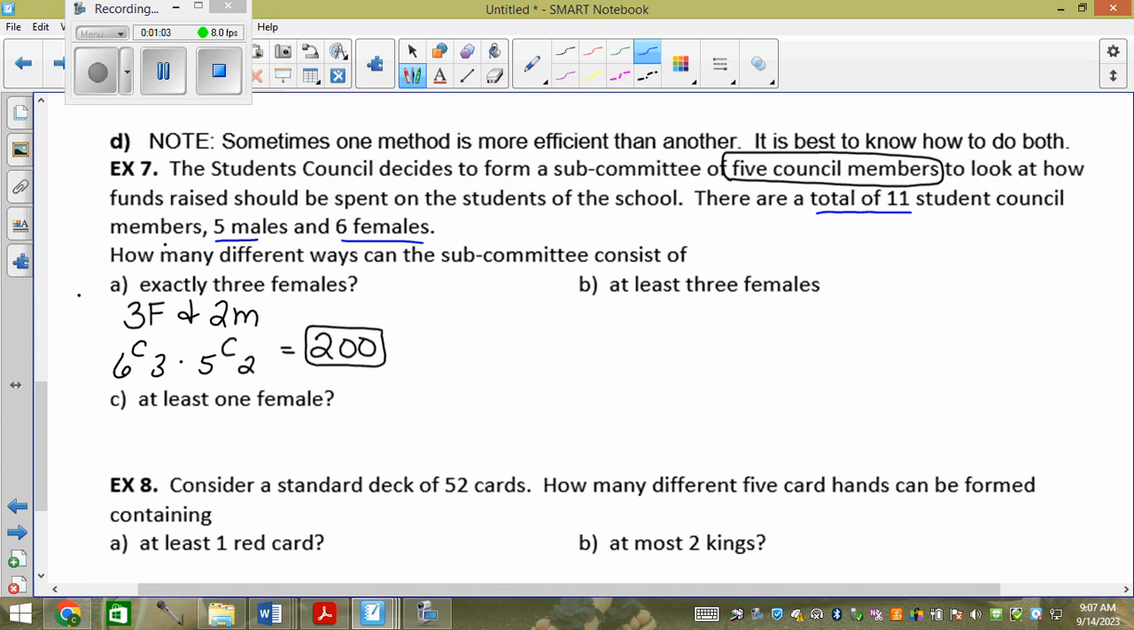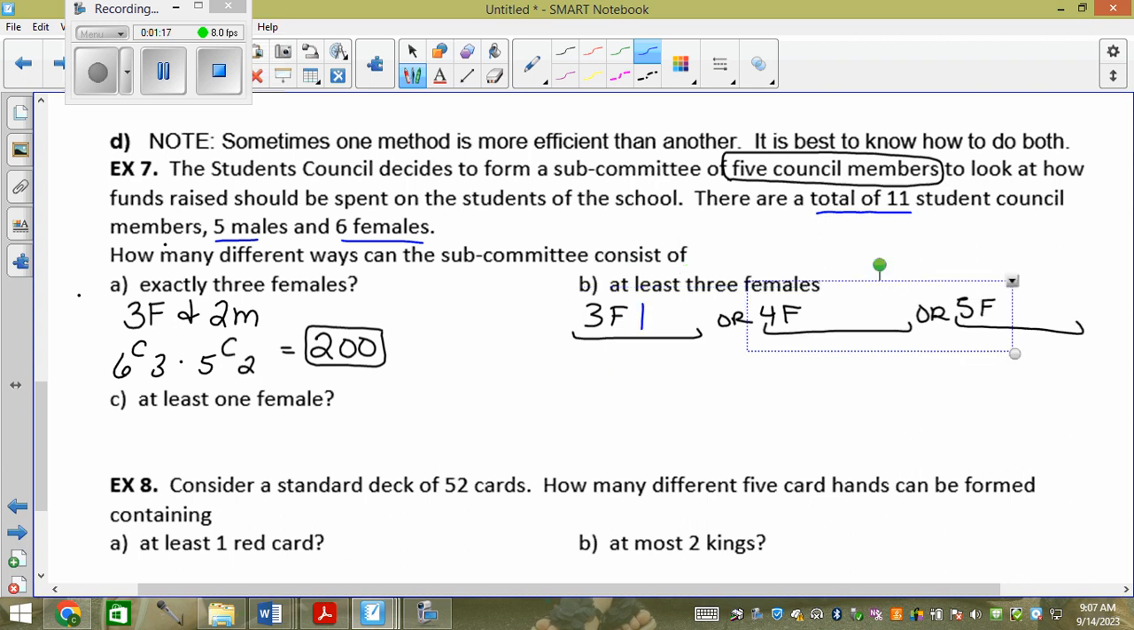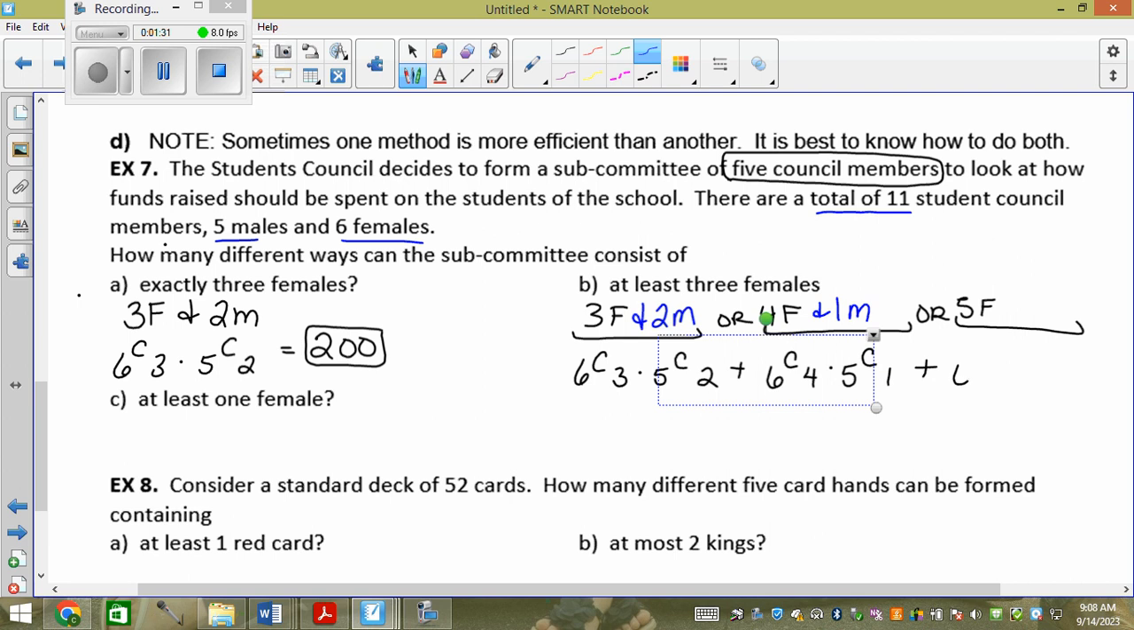Okay, at least 3 females, it means 3 females or more. So we could go 3 females or 4 females or 5 females. You need supplements, so add 2 males and 1 male. So we would get 6C3 times 5C2 plus 6C4 times 5C1 plus 6C5.